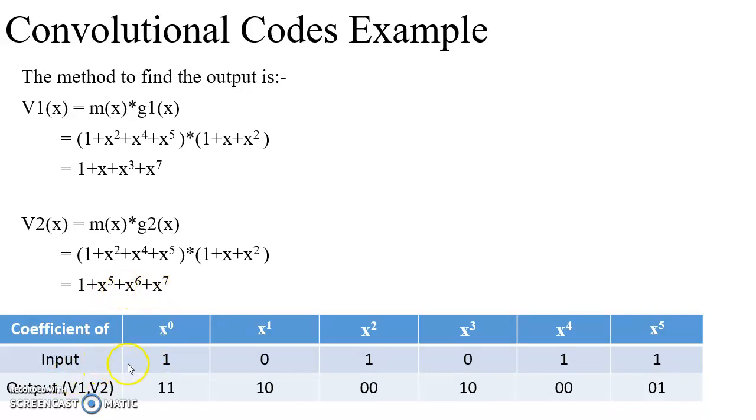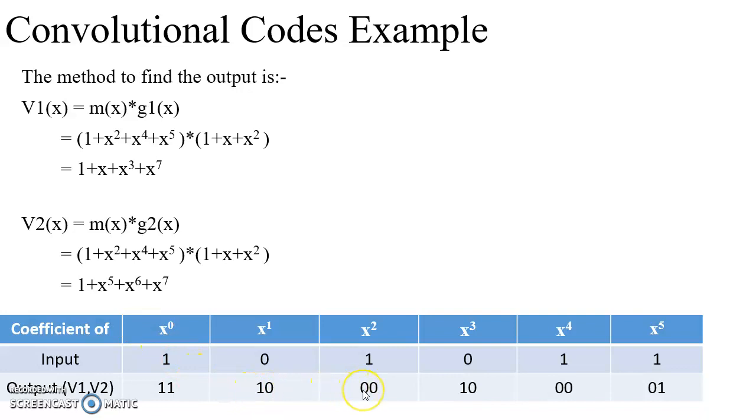So the input given to us was 1 0 1 0 1 1. For the output, remember v1 and v2 are written together. So you have to find the coefficients of x raised to 0. Over here the x raised to 0 coefficient is present, so it will be 1 for v1, and v2 also has the x raised to 0 coefficient, so we write v1 v2. Similarly for x raised to 1, it is present in v1 so it is 1, and not present in v2 so it is 0. So v1 v2 is 1 0.